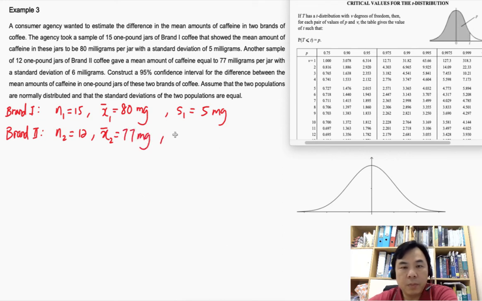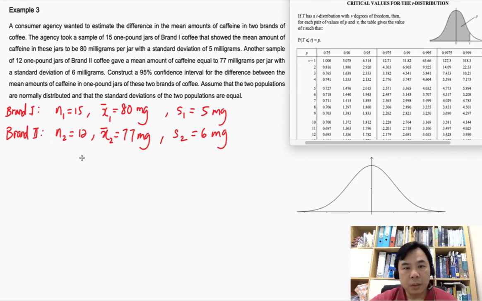77 milligram. And then the standard deviations of 6 milligram. All right. Now these are the informations given to us. So first thing first, we are going to construct a confidence interval for the difference between the mean amount of caffeine in 1 pound jars of these two brands of coffee.